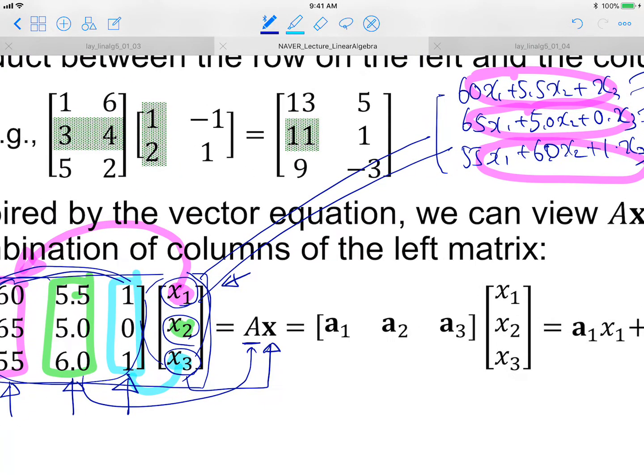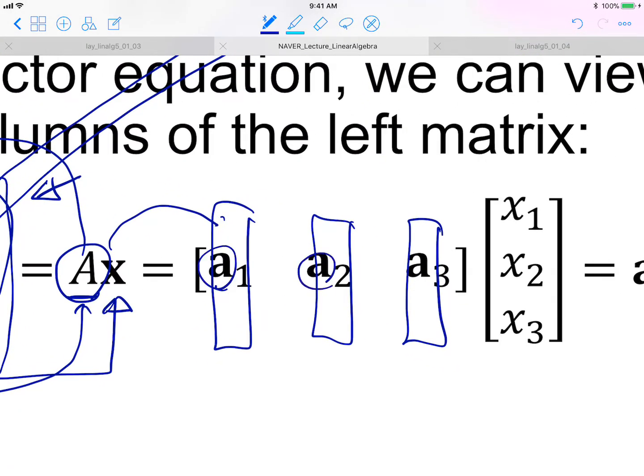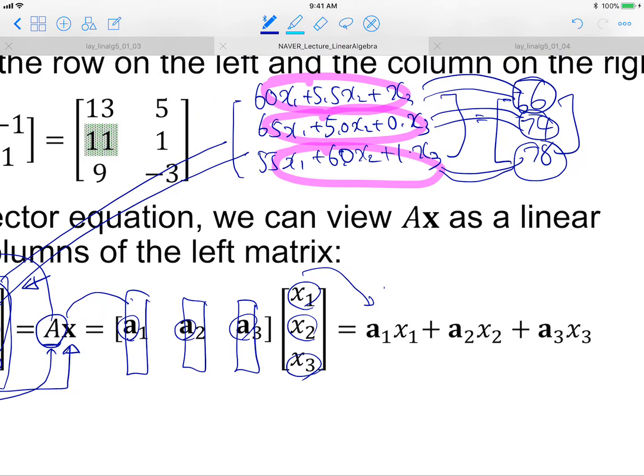So this A matrix is represented as these 3 columns in this case. So these are vectors, right? Because they are bold-faced, and then x1, x2, x3 are linear combination coefficients. And then it can be represented as just a simple linear combination of these columns, right? So this is what we already studied, right?